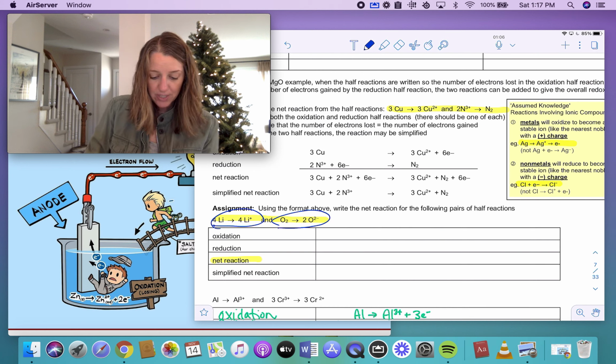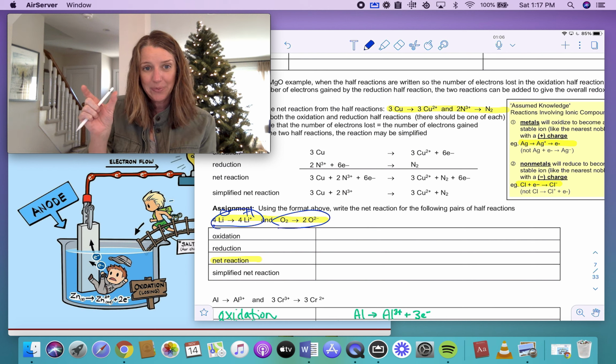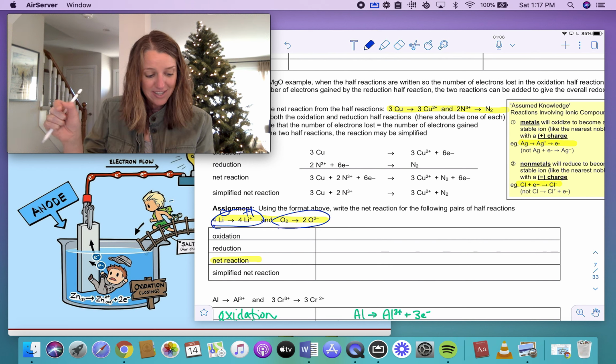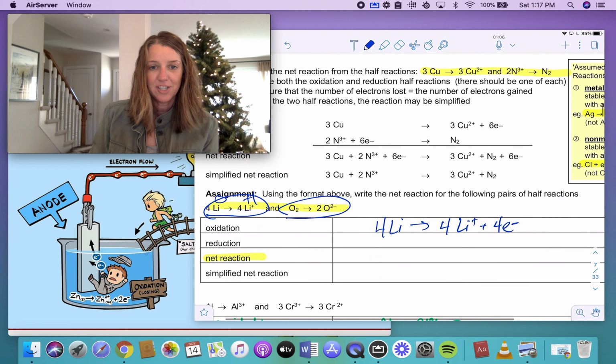Okay, we know the lithium is getting oxidized. Why? Because it's going from an oxidation number of 0 to an oxidation number of +1. Increase in oxidation number, that's oxidation. Okay, and if it's an oxidation, where do I have my electrons? LEO, losing electrons. Losing electrons will show up on the product side, and so it's going to show like this. 4 lithium going to 4 Li plus 4 electrons. All right, now let's look at my oxygen.